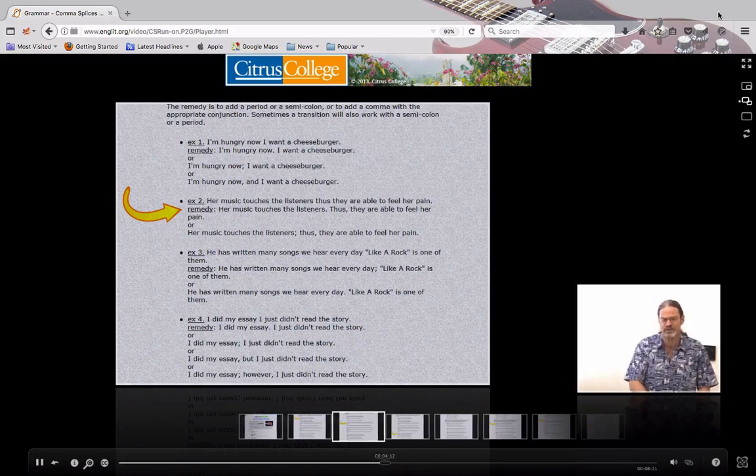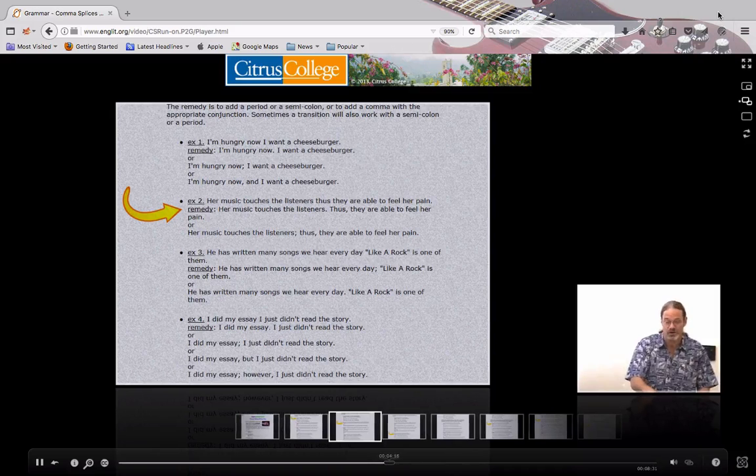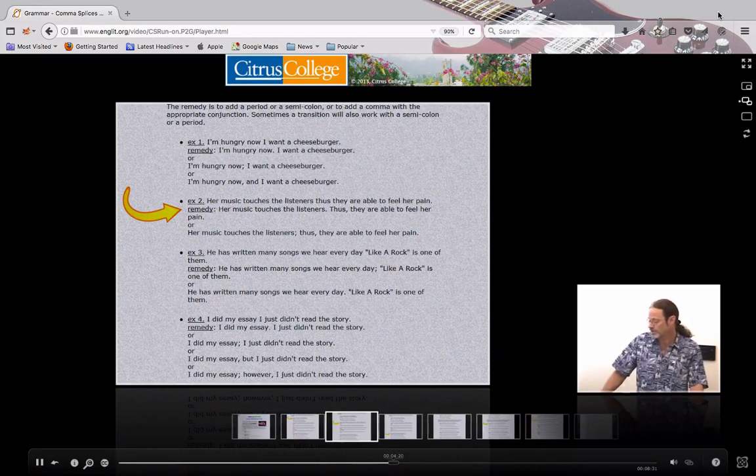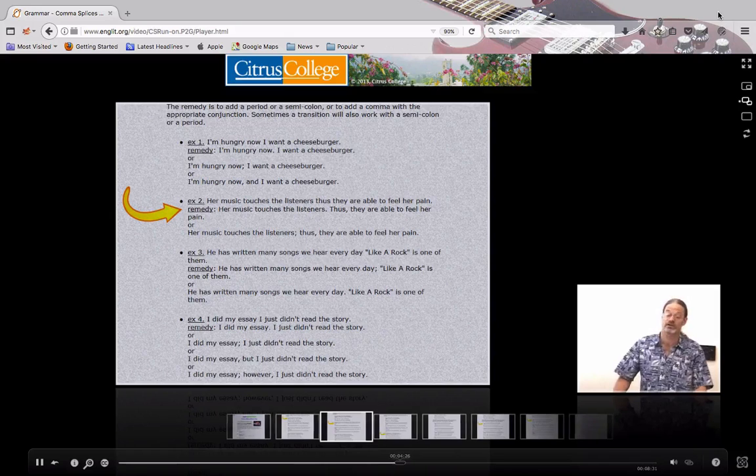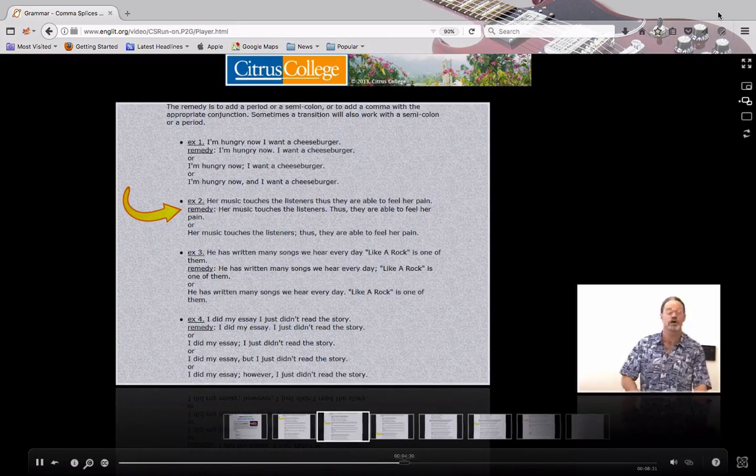You still have to separate those with either a period or a semicolon before that word, "thus," and then a comma after it. And so the correct way to do this would be something like, "Her music touches the listener's. Period. Thus, comma, they are able to feel her pain," or "Her music touches the listener's semicolon, thus, comma, they are able to feel her pain." And again, this works with therefore, and other words like however, conversely, on the other hand.